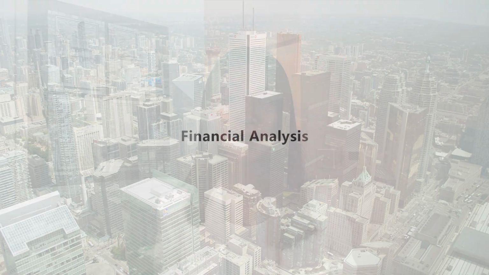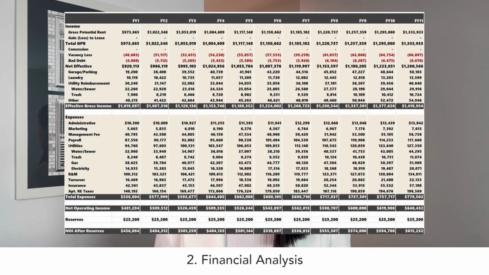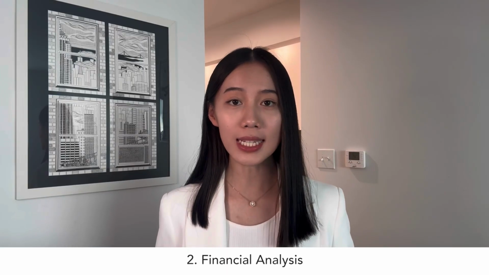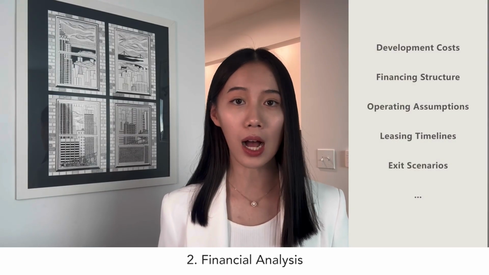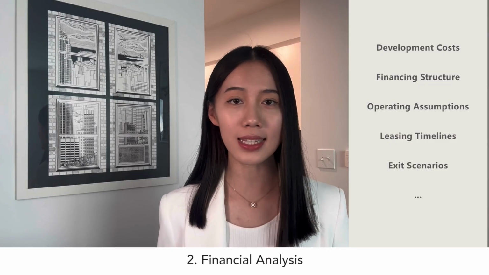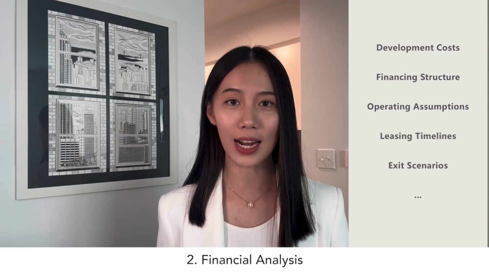Financial analysis typically begins with a quick high-level feasibility study, sometimes called a back-of-napkin pro forma, to see if a project could even work. As the project progresses, this analysis becomes more detailed, incorporating development costs, financing structure, operating assumptions, leasing timelines, and even exit strategies.